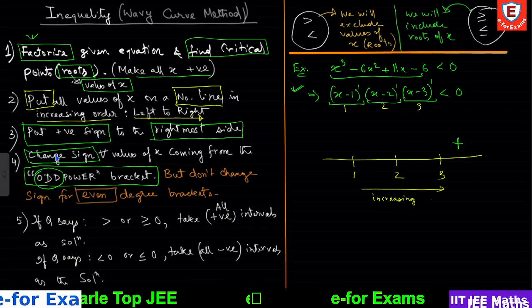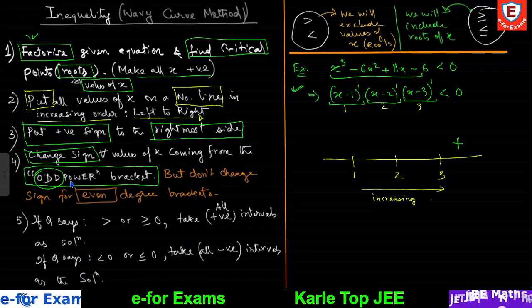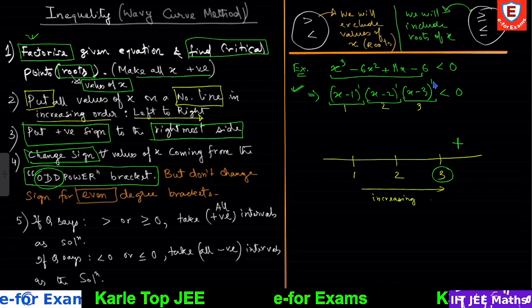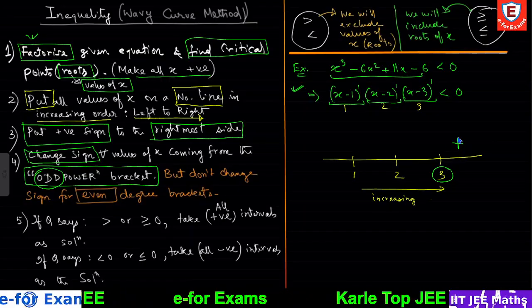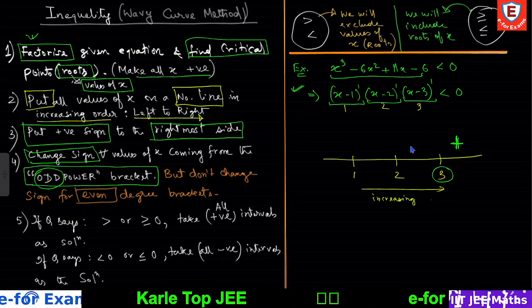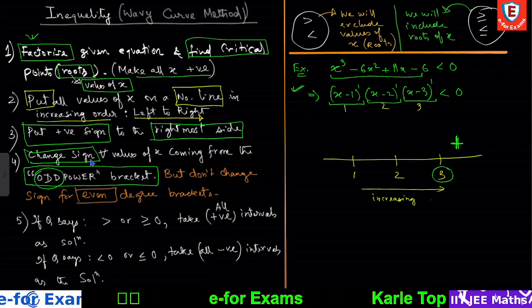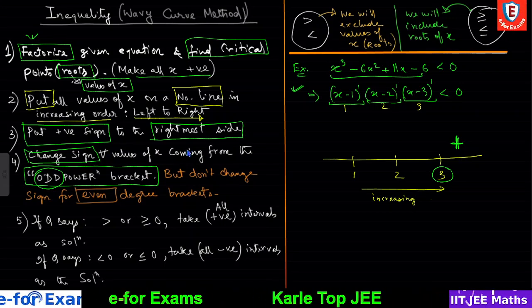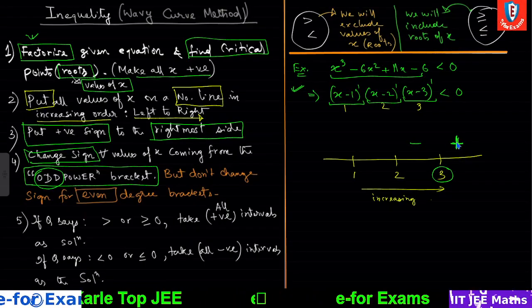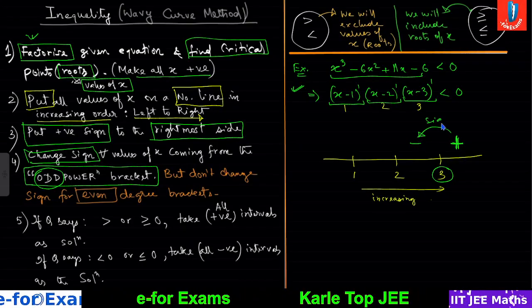Odd means change the sign for all values of x coming from an odd power. Here 3. Now check 3. 3 comes from x minus 3 to the power 1. 1 is odd here. So the rightmost side is plus, and we have to go to the left. Here on the left, will the sign change or not? Change the sign for all values of x coming from an odd power. Odd power means 1 here, so it will be changed to negative. This sign changes to negative now.